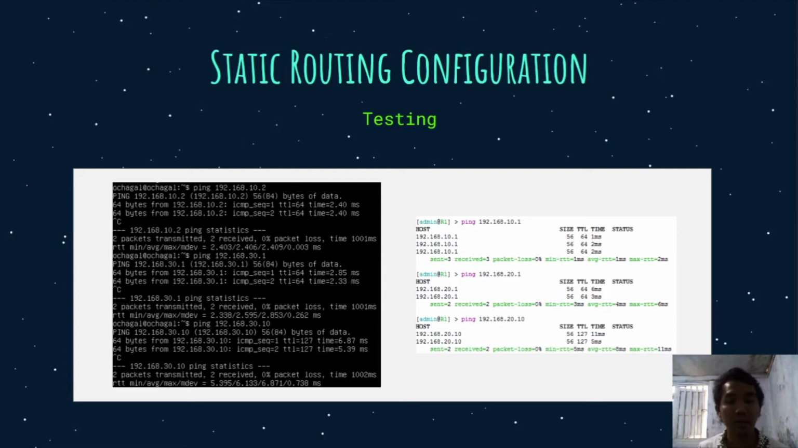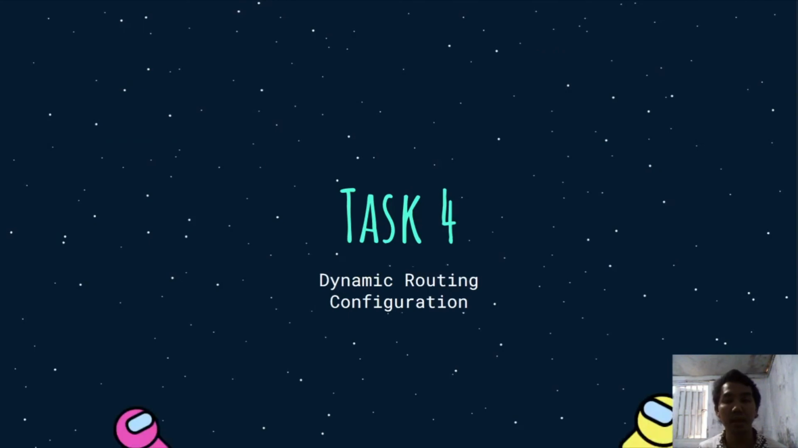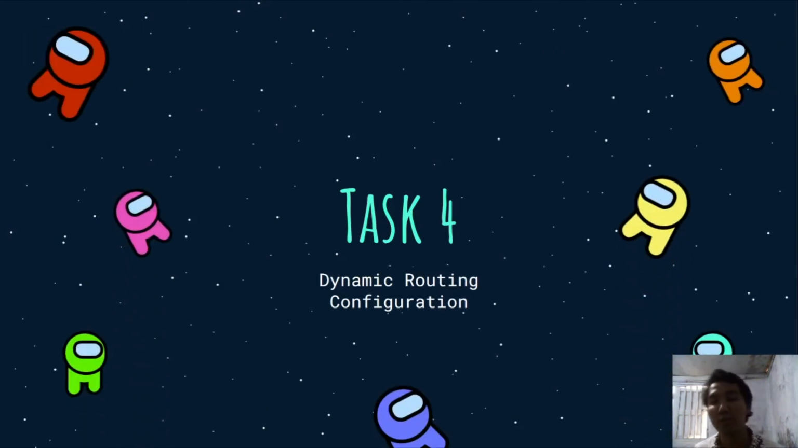The left picture is testing in Quagga router, and the right picture is testing in Mikrotik router, and this is at the client side testing. Task 4, dynamic routing configuration.